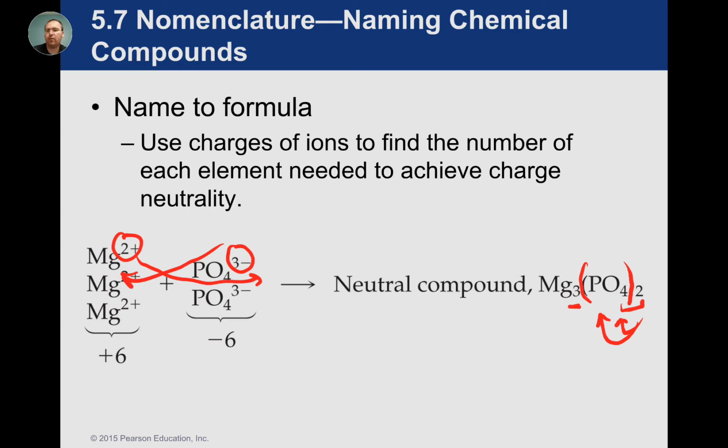So parentheses are required when you do ternary kinds of compounds, or ones that are even larger. And that's because if a number that's not a 1 goes to a polyatomic, we want to separate that polyatomic from its subscript, and the only way to do that is with parentheses.